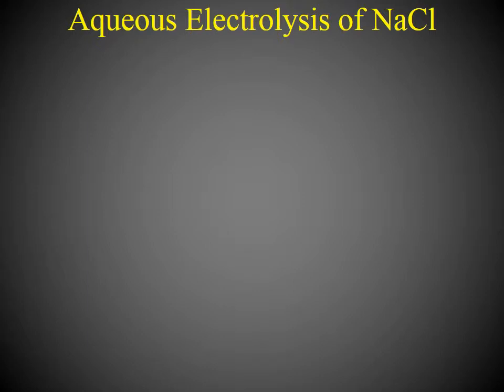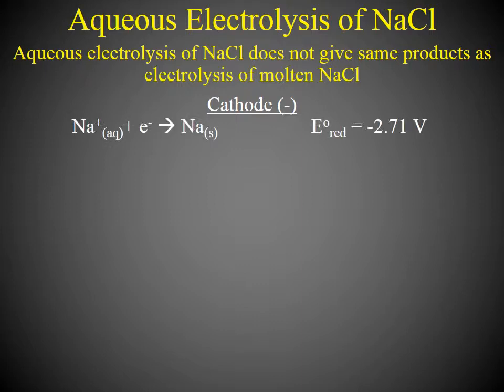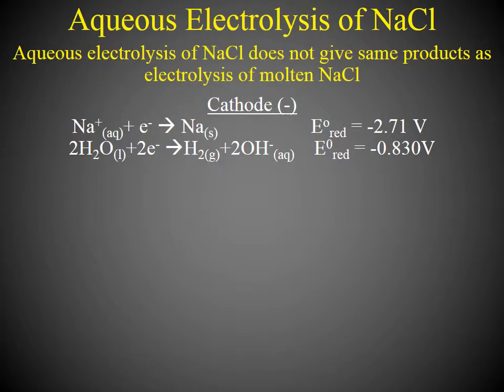Okay, let's now look at the aqueous electrolysis of sodium chloride, putting some numbers on it, and see what kind of products we get. Well, as you will see in a moment, the aqueous electrolysis of sodium chloride certainly does not give the same products as that of molten sodium chloride. At the cathode, we could have two possible reactions. We could have the reduction of the sodium ion or the reduction of water. Which one do you think will take place?